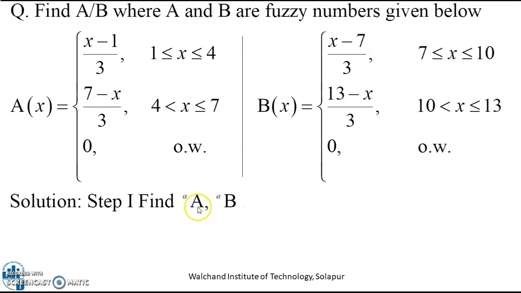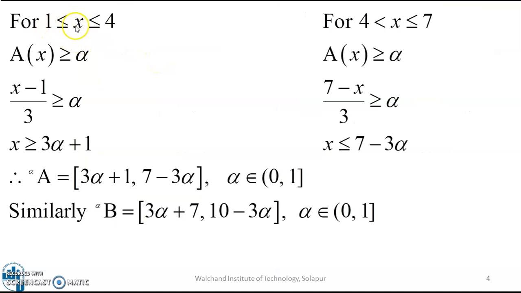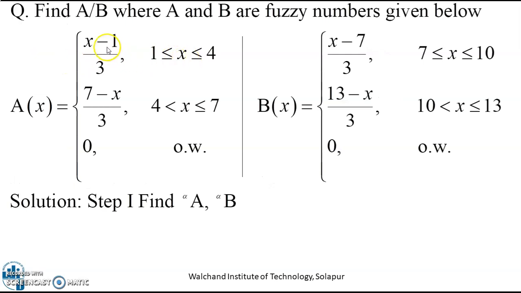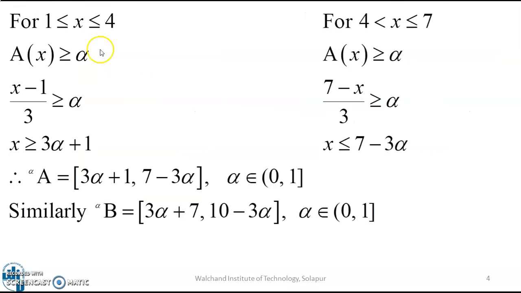First of all, let me find the alpha cut of A. We have to consider the stepwise function. The first range for the given function is 1 is less than or equal to x less than or equal to 4. In this range, we consider the restriction A of x greater than or equal to alpha. The function is defined by (x minus 1) upon 3 greater than or equal to alpha. Writing the restriction for x, we get x greater than or equal to 3 alpha plus 1.